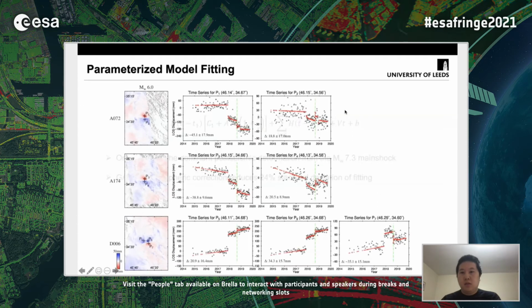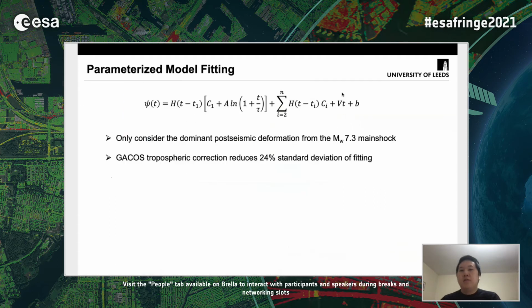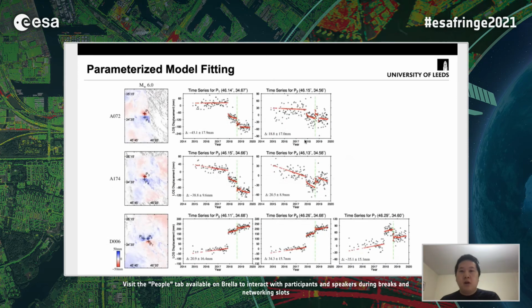And the V here represents the long-term linear rate, which contains in part the interseismic rate. My colleague Andrew will give a talk this afternoon about using InSAR to measure the interseismic deformation within this region. And B represents the constant offset. We apply GACOS correction to all interferograms, which greatly reduces the standard deviation of the fitting by 24% and suppresses the seasonal term. Here shows the example of the 6.0 earthquake on 3 different tracks of the time series data fitting.